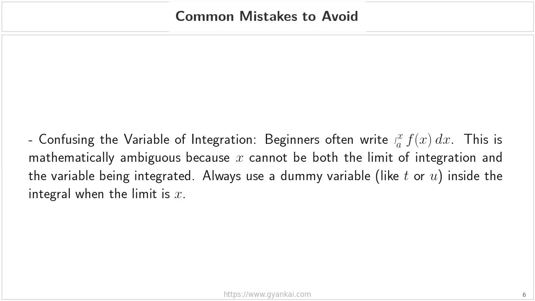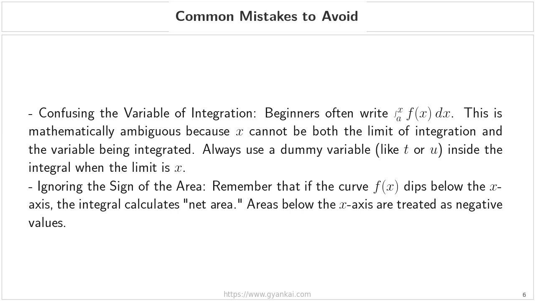We can't simultaneously use x to define how far we integrate and as the variable we're integrating with respect to. That creates ambiguity. That's why we use a dummy variable, like t or u, inside the integral. It's just a placeholder that allows us to perform the integration correctly without confusing the limits.